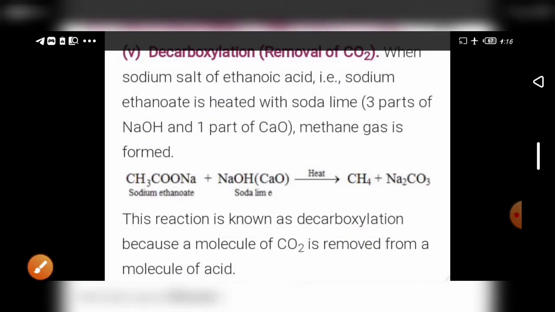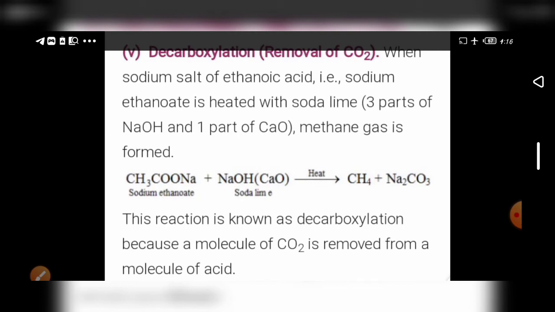Okay, next, decarboxylation. What is meant by decarboxylation? Before this, in the chemical properties of ethanol, we saw dehydration and dehydrogenation. Dehydration means removal of a water molecule. Dehydrogenation means removal of hydrogen. Here decarboxylation is the removal of carbon dioxide.